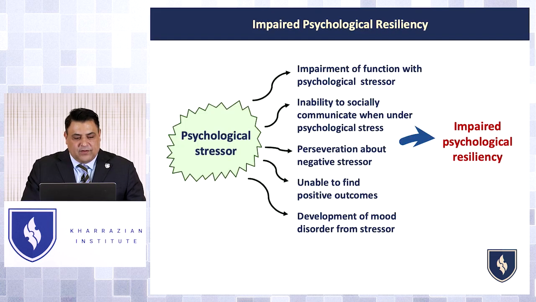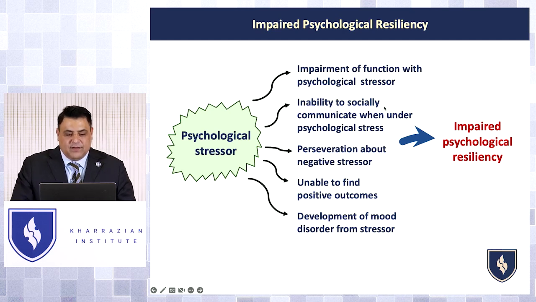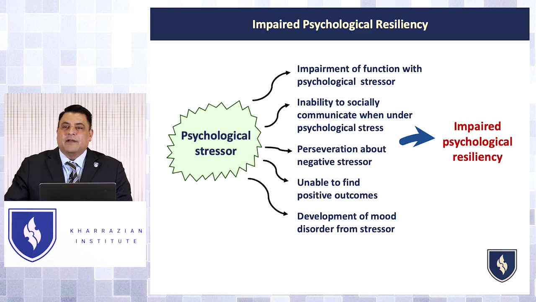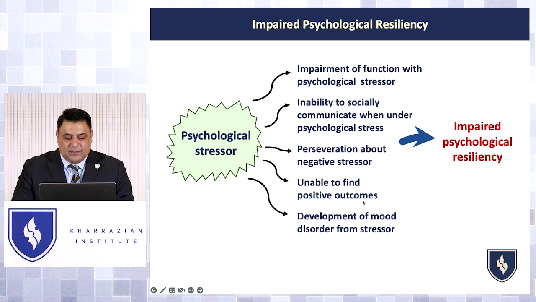Anyways, impaired psychological resiliency is going to be people that have impairment of function with psychological stress, inability to socially communicate when under psychological stress, perseveration about a negative stressor. Perseveration means they just can't stop talking about it. When you meet the person, they just keep going, telling you about whatever the stressor was over and over again, and that's always going to be the conversation. That's poor psychological resiliency. They can't let it go. Unable to find positive outcomes, development of mood disorder from a stressor. These are people that have poor psychological resiliency.